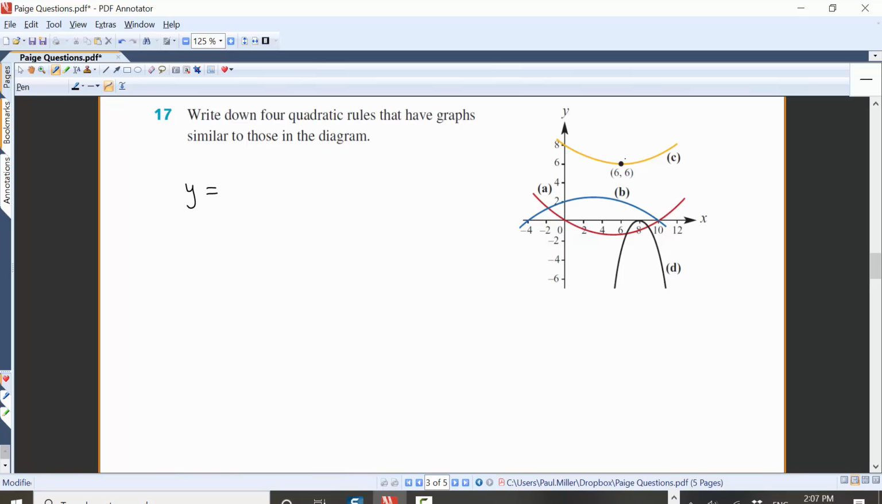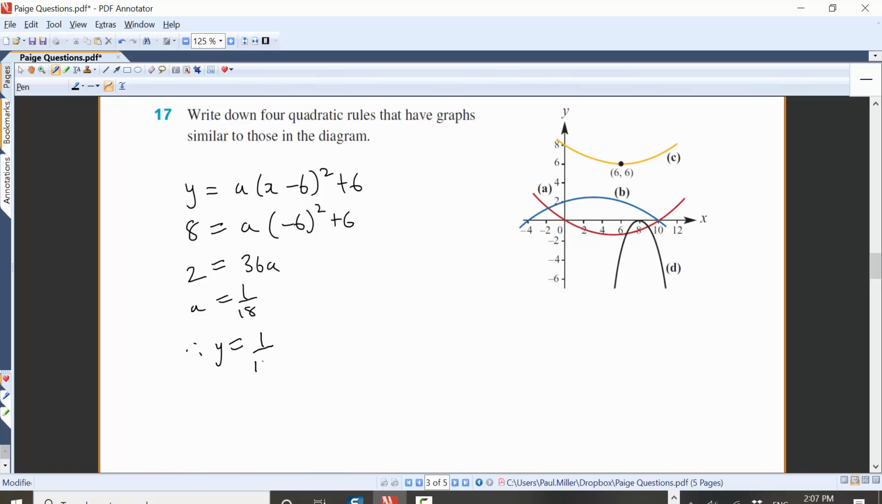So C uses the turning point here, which is pretty clear. That's going to be y = a(x - 6)^2 + 6. Then I'm going to sub in the y-intercept. That's going to be 8 = a(-6)^2 + 6, because I've subbed in x = 0. That's going to be 2 = 36a, so a = 1/18. Therefore, my function is y = 1/18 (x - 6)^2 + 6.